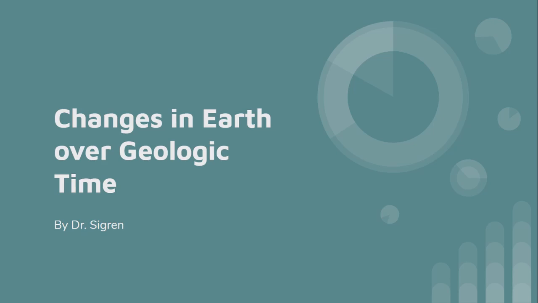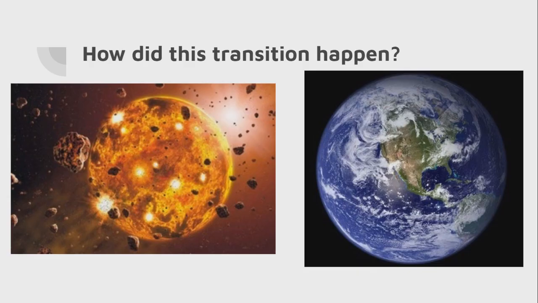So we'll call this lecture Changes in Earth Over Geologic Time. Our central guiding question is basically, how did this transition happen? Our early Earth, 4.5 billion years ago or so, was not a very lovely place. You can see it looks extremely hot. Doesn't even look like there's any water. Meteors are constantly hitting it. Not a place you want to live. And then today, this looks kind of nice, this blue and green ball floating out in space. So how did this happen?